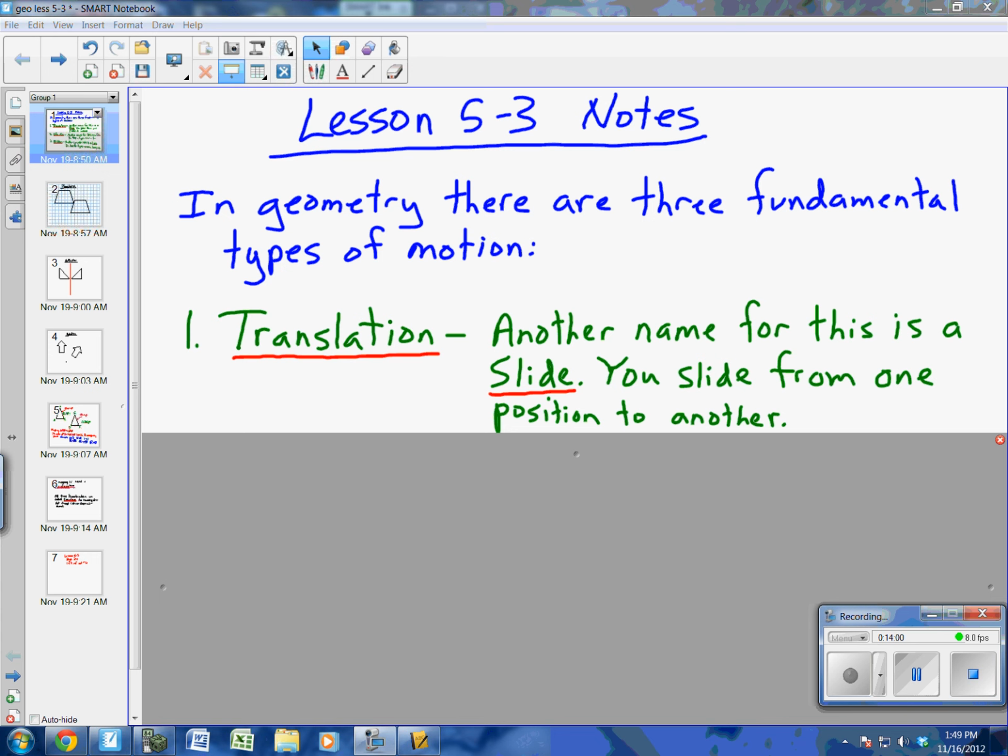Okay, in geometry, there are three fundamental types of motions. The first one is a translation. Translation, all you do is slide.